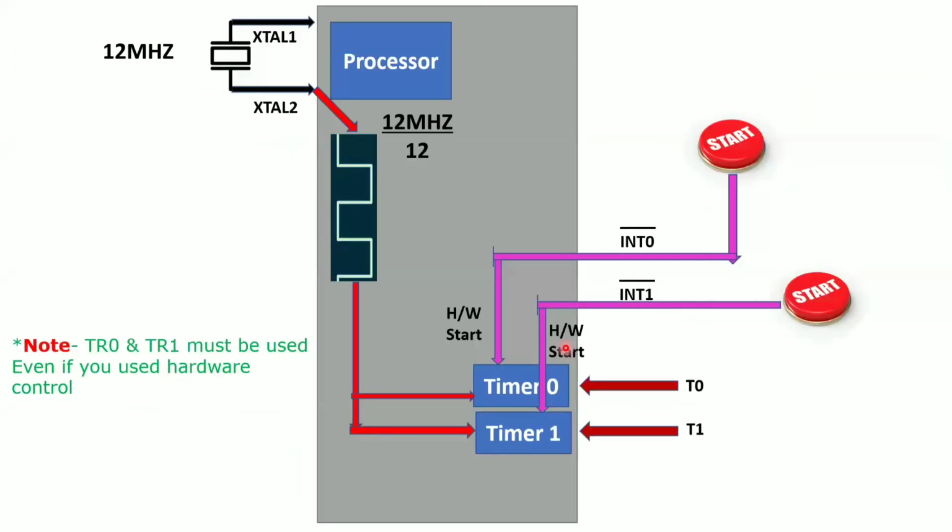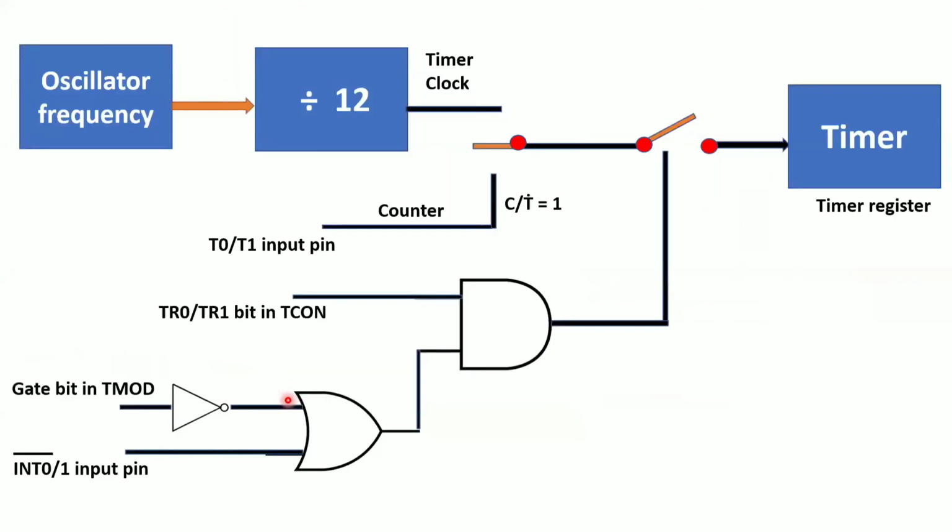Now I told you just now, I must use the timer run bits to start the timer. To make this point clear, I will make you understand the actual logic that happens. Just now we have seen the register bits to control the timer. So how do these register bits actually work practically inside the timer? This is actually the timer logic. Now this is your timer.